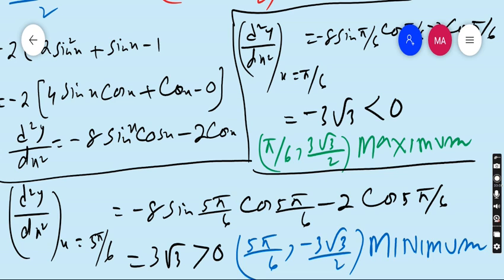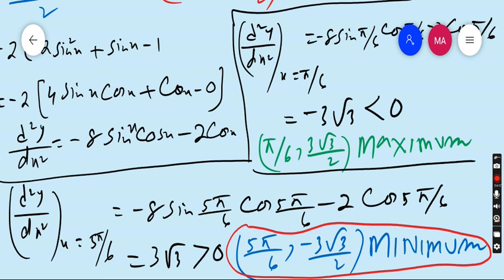But I don't know, I am confused. The answer in the book is given this. This answer is not given. I don't know why. Because both the values of x lie in our domain, that is from 0 to pi. Therefore, I declare that the answer in the book is wrong.